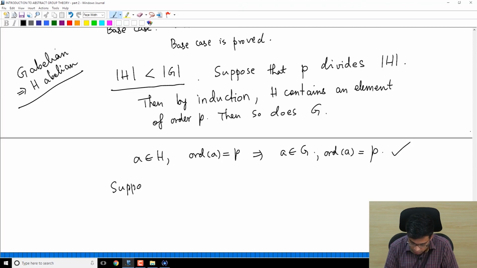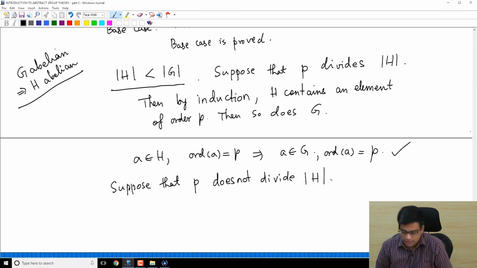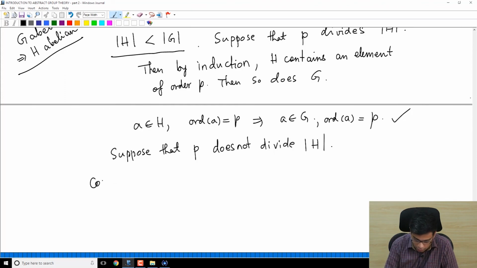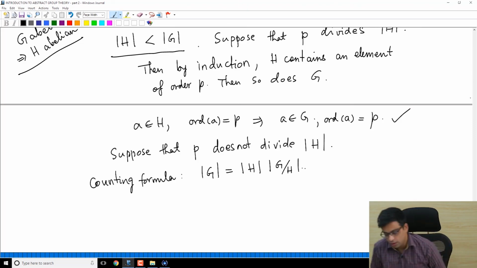So suppose that P does not divide the order of H. This can happen, right? P divides the order of H or P does not divide the order of H. But now recall the counting formula that we learned while proving Lagrange's theorem. It says that the order of G is equal to the order of H times the index.